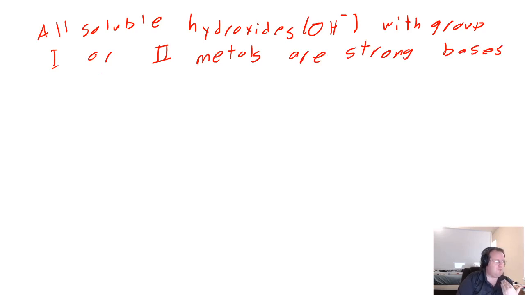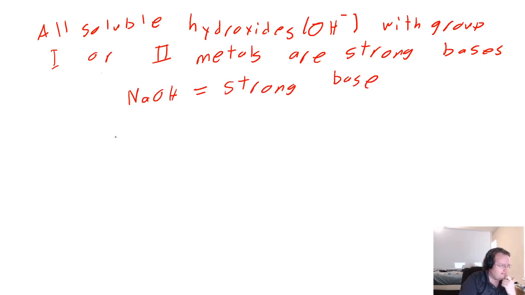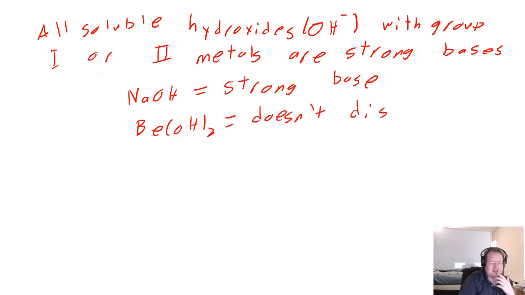So, for example, we know that sodium hydroxide is soluble, and sodium is a group 1 metal, so that makes it a strong base. Whereas beryllium hydroxide doesn't dissolve, so it can't be a strong base. The idea is if it doesn't break apart in water, then it's not going to make a base, because the hydroxides don't get released. They stay with the beryllium and they just stay as a solid. So it doesn't function like a base.